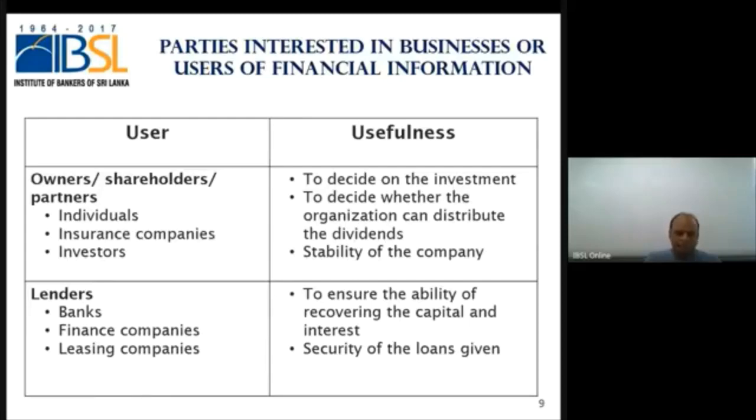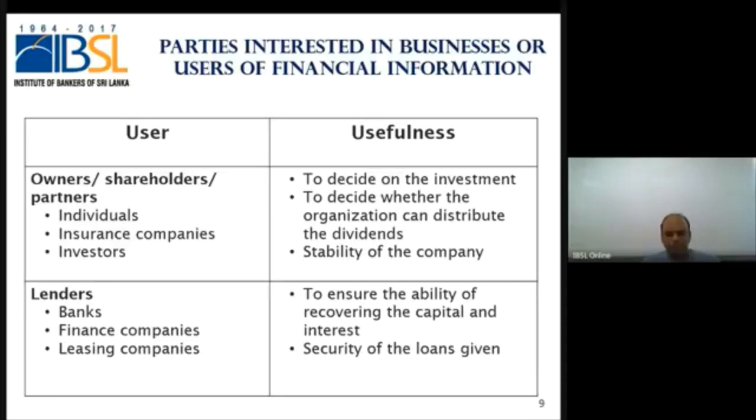Now let's say ABC company is a company which is running and it is funded by shareholders. And in order to meet their day-to-day operations, the capital required to meet the day-to-day operation is called the working capital. You might have heard this term, working capital. So in order to meet their working capital, this ABC company might go and approach a bank.